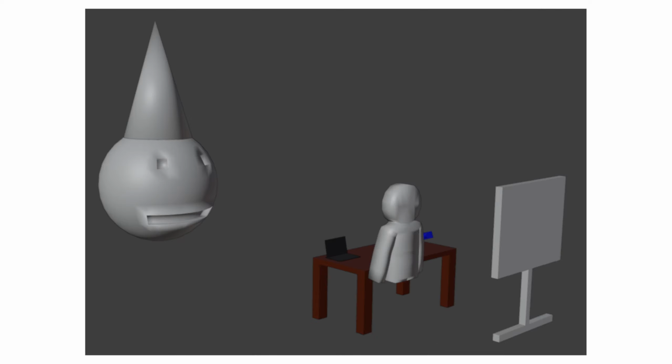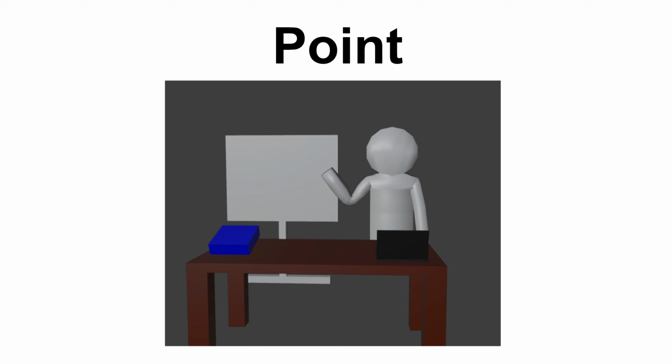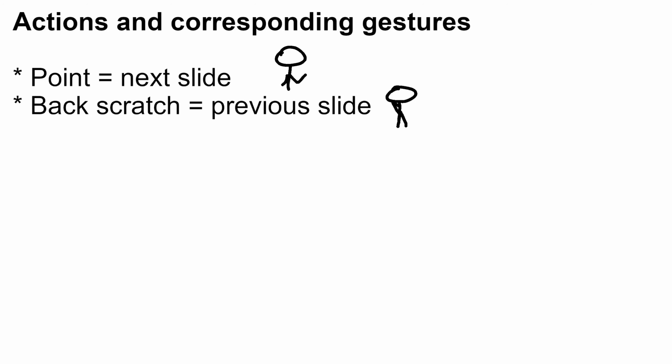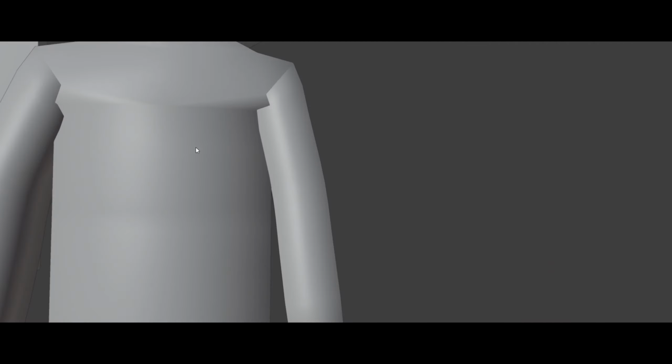I have programmed two gestures for Pose Present. A pointing gesture, and a back scratch gesture, which is done with the alternate hand. Pointing is used to advance the slide, whereas the back scratch is used to go back one slide for when you do the same thing as your parents, a mistake. Truth bombs aside, here is how you can expect a presentation to go.